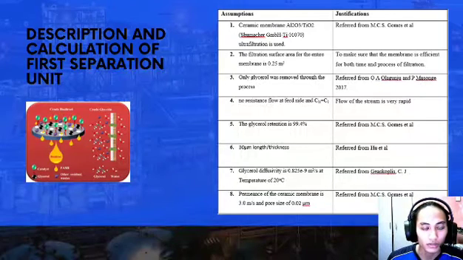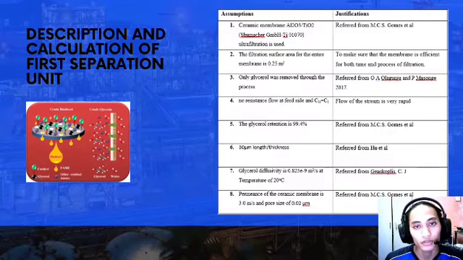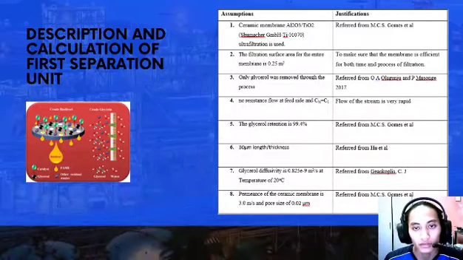So this is the description and calculation of the separation unit. We will assume that the membrane is a ceramic membrane with ultrafiltration, and that the filtration surface area will be 0.25 square meters. Only glycerol will be removed.